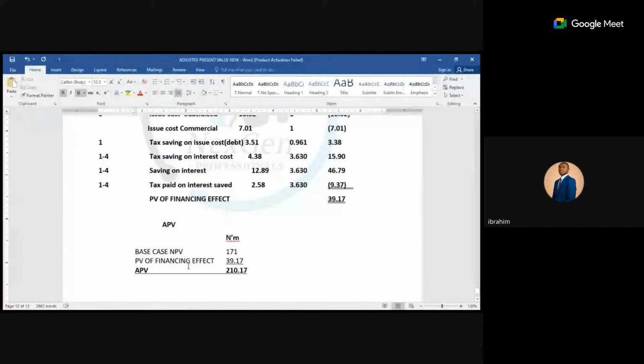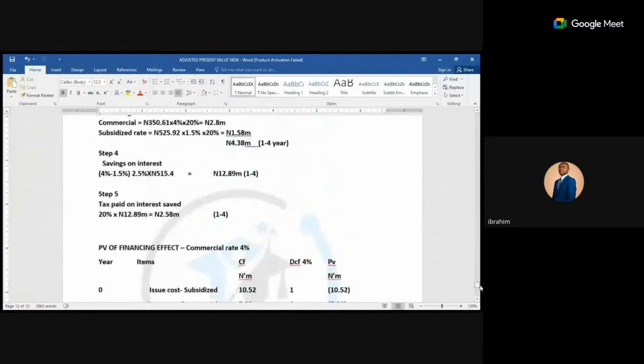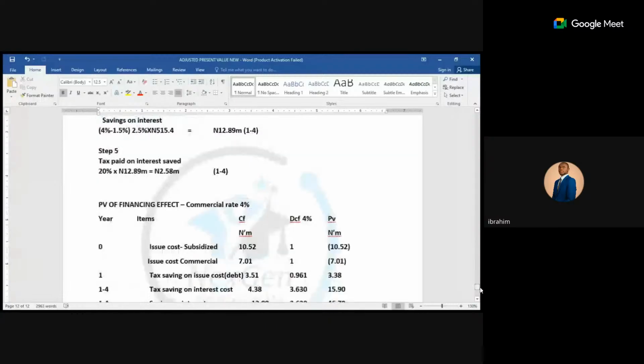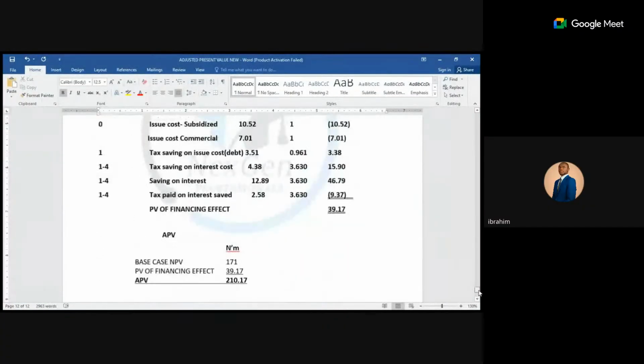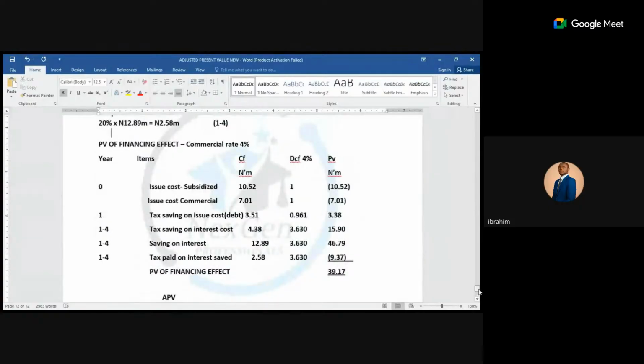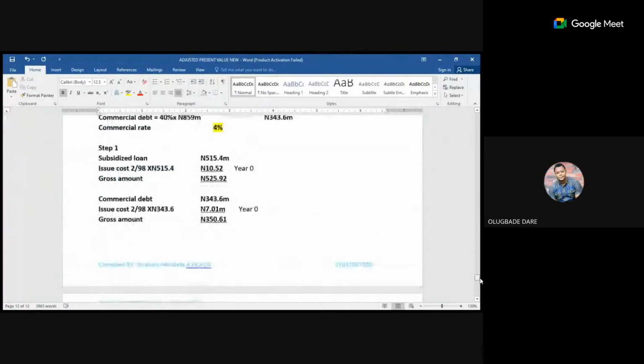So therefore, the project should be accepted because it has a positive MPV. Please make sure you solve the question on APV 1. Check past questions. Of course, there's one of the APV that we'll solve during our intensive.